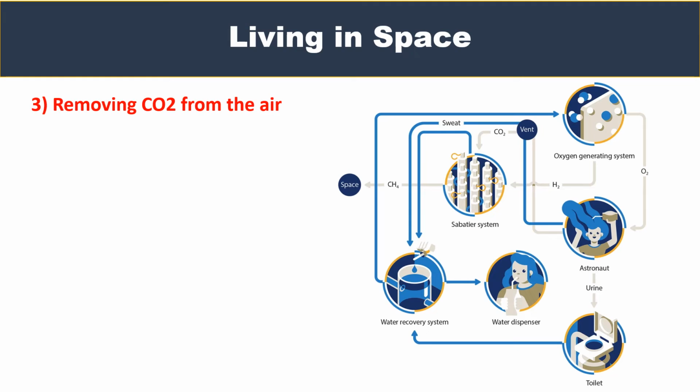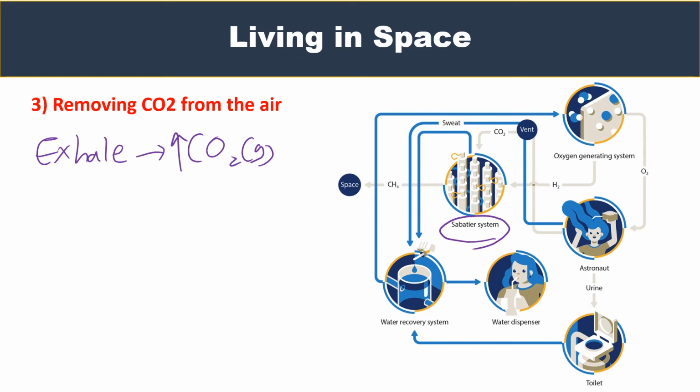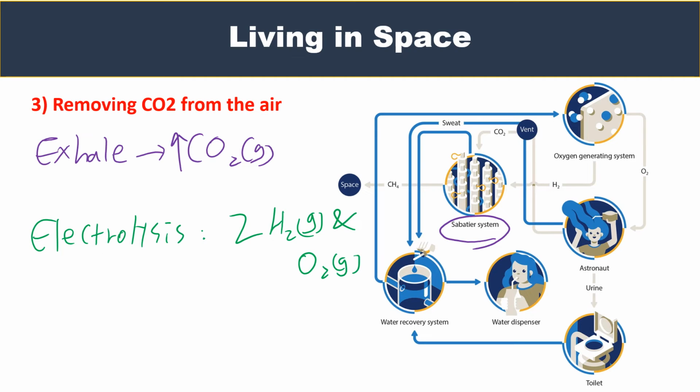Removing carbon dioxide from the air is very interesting. This is the one that I didn't go into that detail in the previous one. We call it the Sabatier system. So let's think about it. Humans exhale, and that produces carbon dioxide. Now, from the electrolysis, we know that hydrogen gas is produced and oxygen gas is produced, and the ratio was 2-to-1.